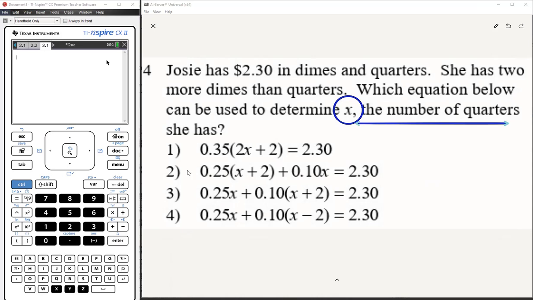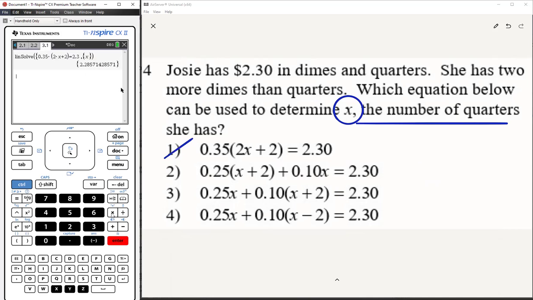So all I'm going to do is use menu 32 because these are all linear equations. We only have one variable. And then I'm just going to enter 0.35 times (2x plus 2), close the parentheses, equals $2.30. And then I press enter, and look, I get 2.2857. Now, you can't have that for quarters. That doesn't make sense. You can't have 0.2857 of a quarter. So I can eliminate that one because the domain doesn't make sense in that case.